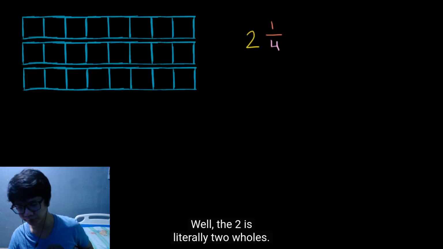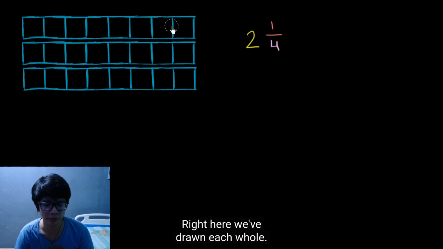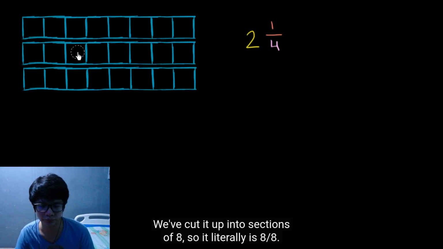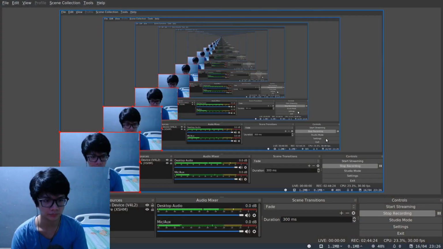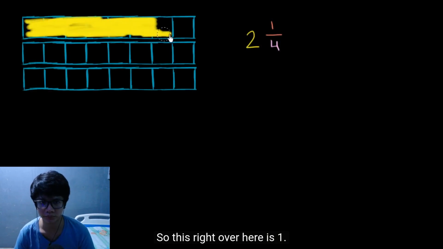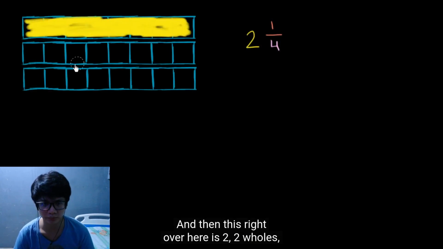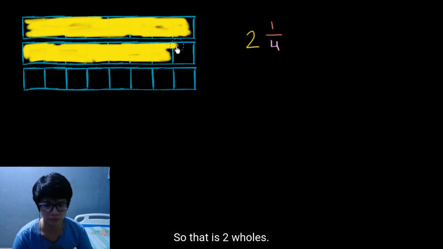Well, the 2 is literally 2 wholes. You could literally view that if you want. Right here, we've drawn each whole. We've cut it up into sections of 8, so it literally is 8 eighths. So the 2 is this whole region right over here. That's 1. So this right over here is 1, and then this right over here is 2. 2 wholes. So let me paint that in. So that is 2 wholes.